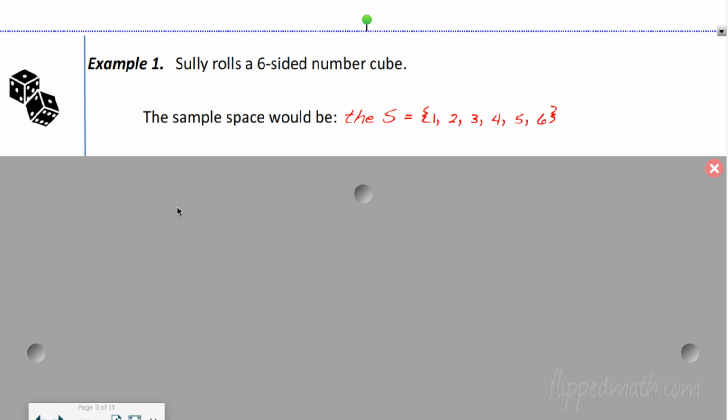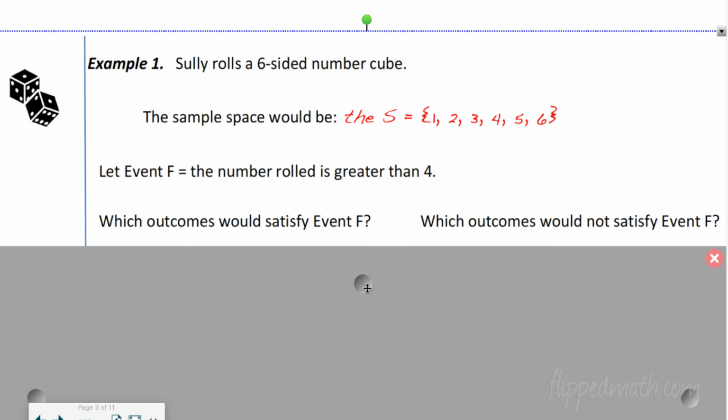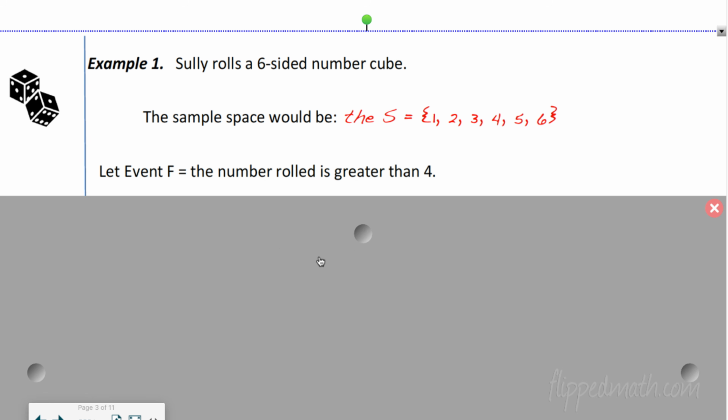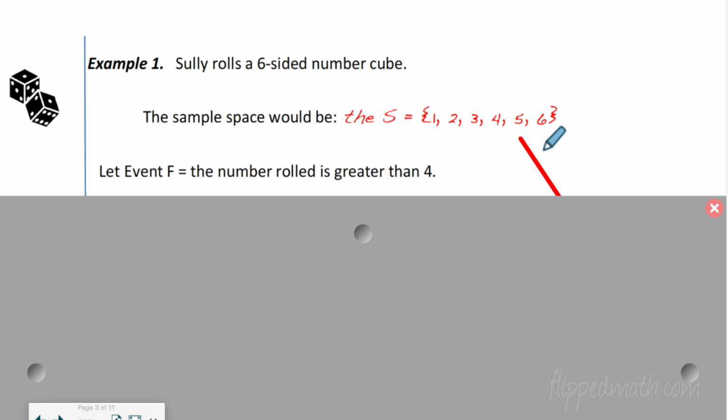First example. Sully rolls a 6-sided number cube, and that's dice. Okay, we're talking about dice. The sample space would be 1, 2, 3, 4, 5, 6. Those are all the possible things that could happen when he rolls the die. All right. Let's define event F as the number rolled is greater than 4. So let's look. Greater than 4. It doesn't say equal to 4. So which of these outcomes would satisfy this event of being greater than 4? It would be this one and this one here. Okay, so those two outcomes, 5 and 6, would satisfy that event.